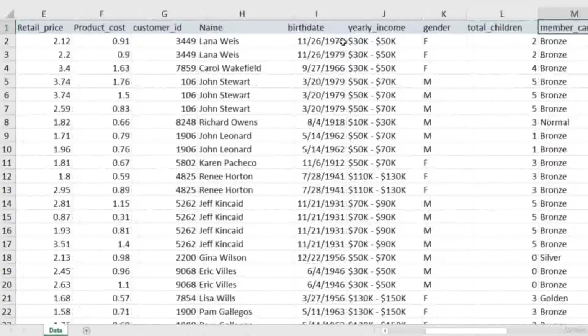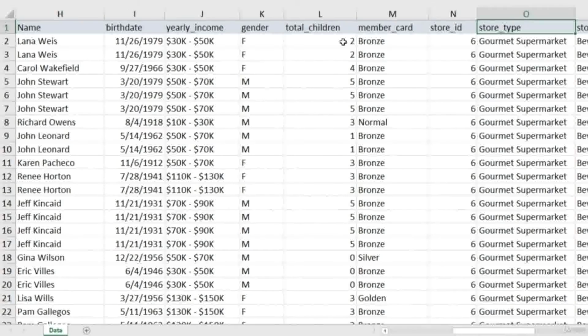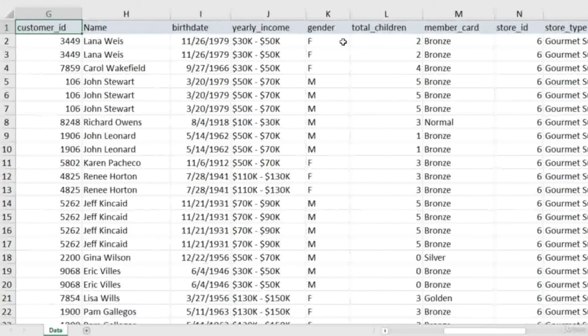The next information that we have, if we take a look here on this screen, is customer ID, then customer name, date of birth, yearly income, gender, total children and membership card. Once you can see all of this information, you should be able to analyze which customers are your best customers, and then study the different characteristics in these customers that make them unique, so that you can market your products accordingly.